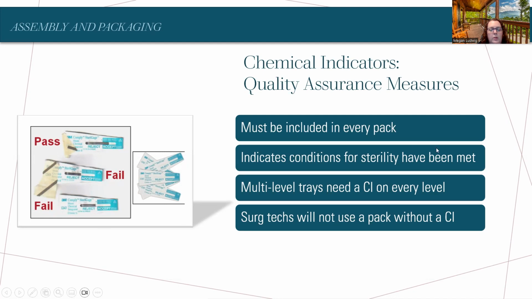Okay, so it's important to remember with these indicators that all this means is that it went through the sterilization process, and either those sterilization parameters were met or they weren't. It does not necessarily indicate that that particular item or tray is sterile. The only way to do that is to run that biological indicator. It's the only way to ensure sterility.